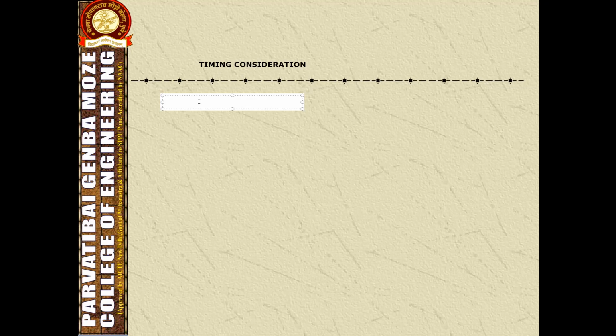There are two types of delay. First is inertial delay, or we can say switching delay. And the second one is propagation delay.